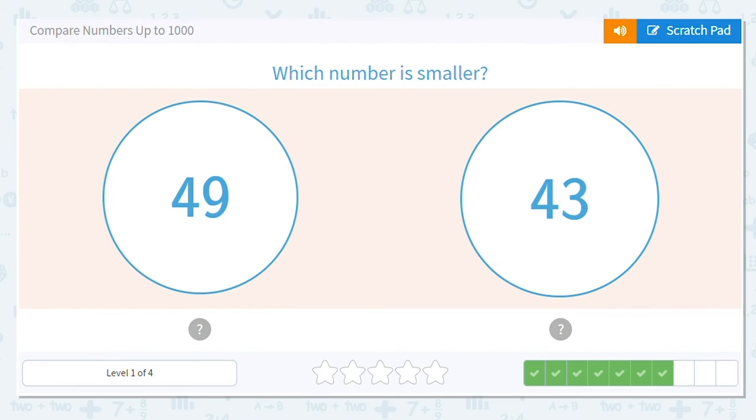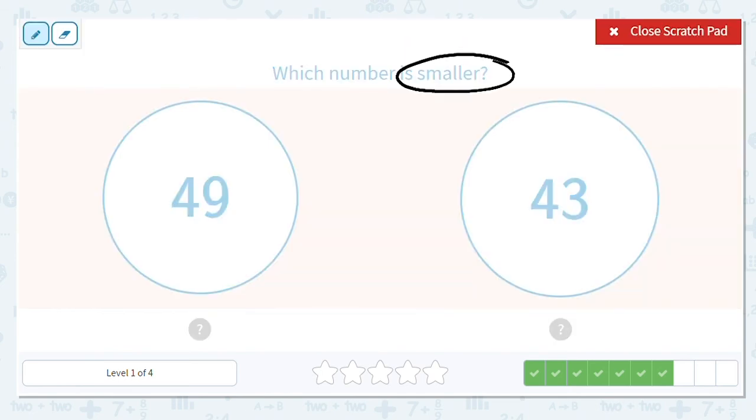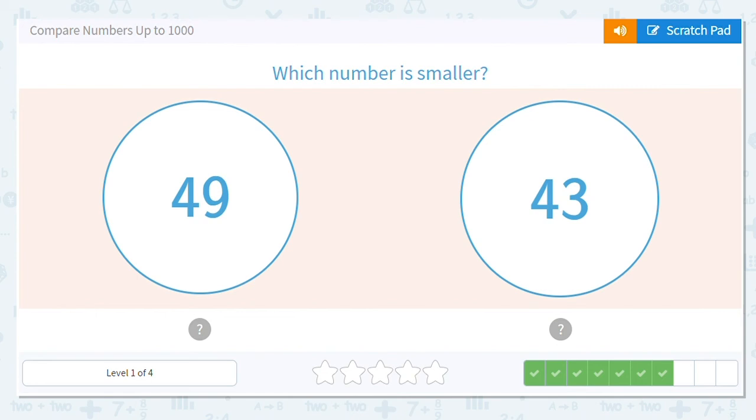Next, we have 49 and 43, and we want to know which is smaller. I start in what place? The tens. What do I notice? They are the same. So now I'm going to look in my ones. I have a 9 and a 3. Which is less? Which is smaller? 9 or 3? And if you're still stuck, think of birthdays. If I have a 9-year-old and a 3-year-old, which is smaller? Which is younger? The 3-year-old would. So that means 43 is less than 49.